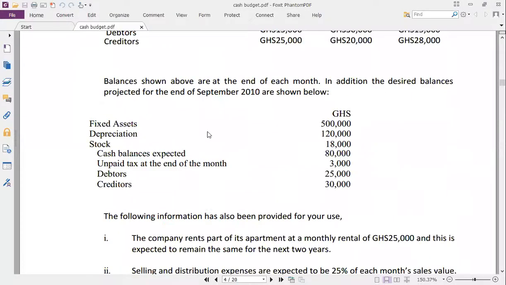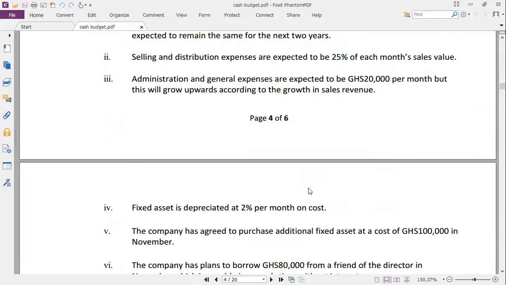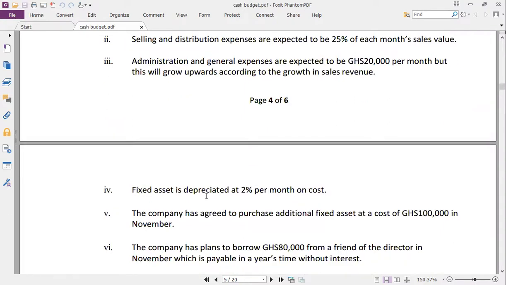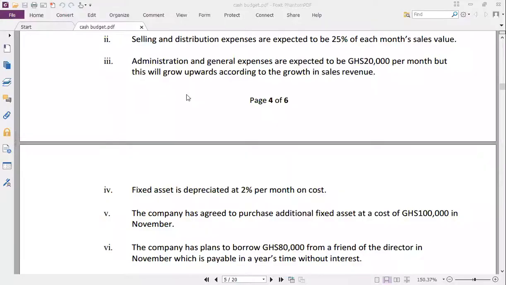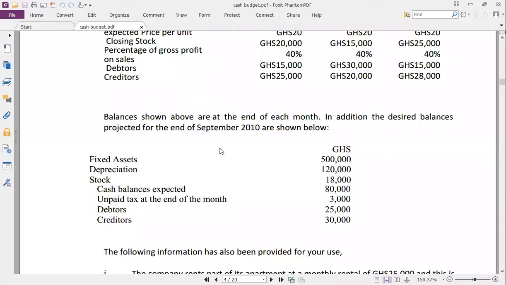Depreciation. We said that depreciation is what? Depreciation, one of the notes. Note 4. Depreciation. So a fixed asset depreciated at 2% per month on cost. So 2% per month on cost. We have to just find 2% of what? The fixed asset value. So the fixed asset, the cost is what? 500,000. Great. So we just have to find 2% of it.